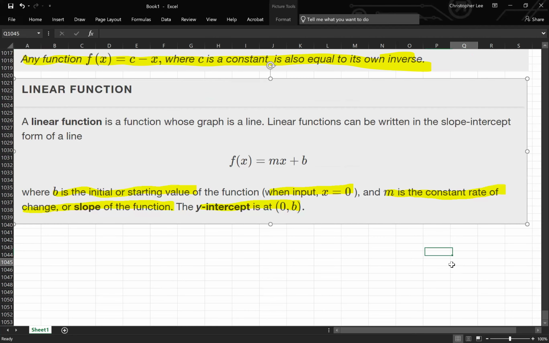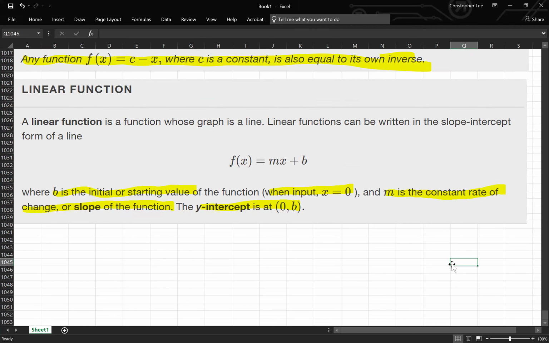Just to recap, a linear function is a function whose graph is a line. Linear functions can be written in the slope-intercept form, f of x is equal to mx plus b, also known as y equals mx plus b, where b is the initial or starting value of the function when the input x is equal to 0, and m is the constant rate of change or the slope of the function. And the y-intercept is 0 comma b. We know about this already, right?